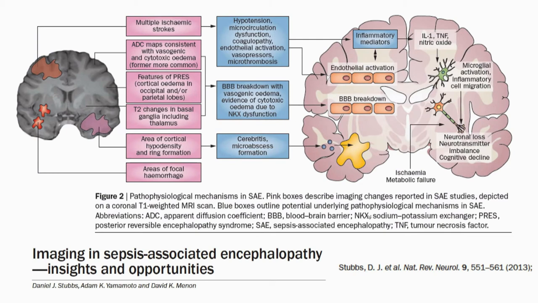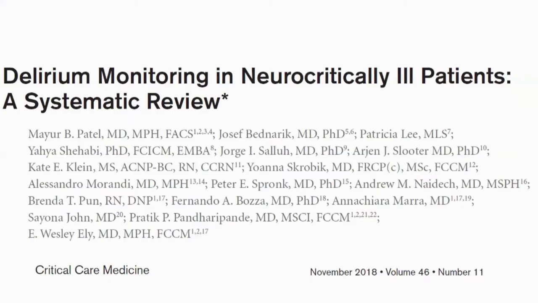And all of this is related to multiple factors that you can get because of hypotension-related microcirculatory dysfunction. There can be coagulopathy. There's endothelial activation, microthrombosis, blood-brain barrier breakdown, as well as you can get cerebritis and microabscess formation. So this then leads to even further understanding of what is happening in the brain as a result of sepsis, and then do we specifically name the etiology of the encephalopathy as opposed to calling it just sepsis-associated encephalopathy?